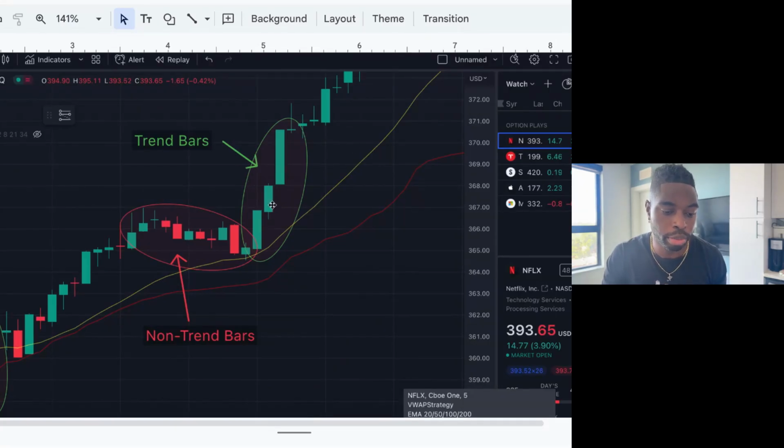More examples: uptrend. Look at these big trend bars, and then non-trend bars. When you see the little non-trend bars, price just consolidates. It goes sideways. So don't get in after these bars. And we'll talk about stops and entries in another video.